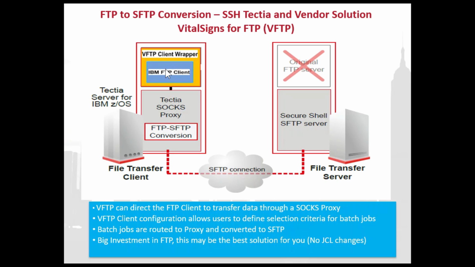This allows you to configure the VFTP client to route batch jobs to the proxy. So in effect, the VFTP client is being invoked as opposed to the IBM client. And I'll show you this in my demo in a minute or two. So what you could do is on VFTP, you configure these batch jobs. When a filter rule matches the batch job, or you set up a batch job that matches something in the VFTP database, that batch job will automatically be routed to the SOCKS proxy, where the SOCKS proxy will then convert it from FTP to SFTP.